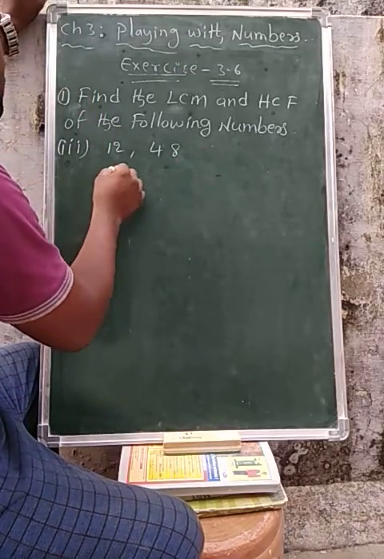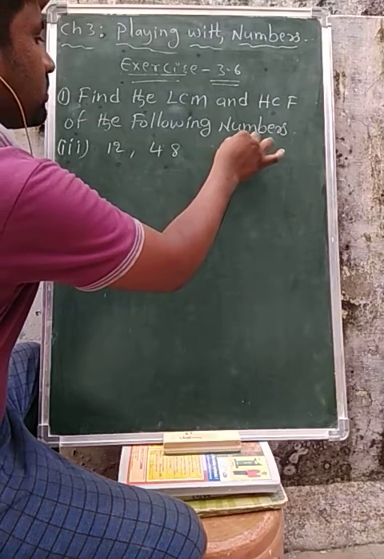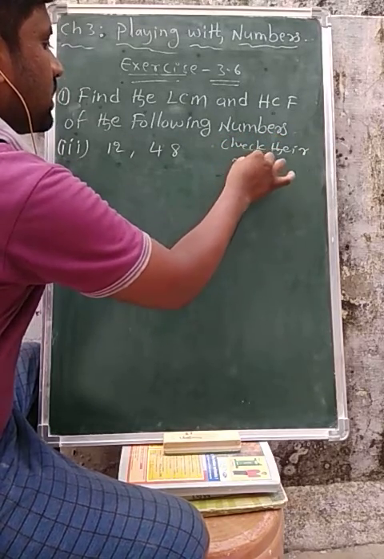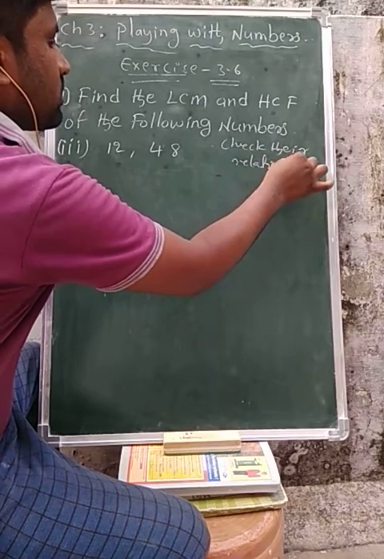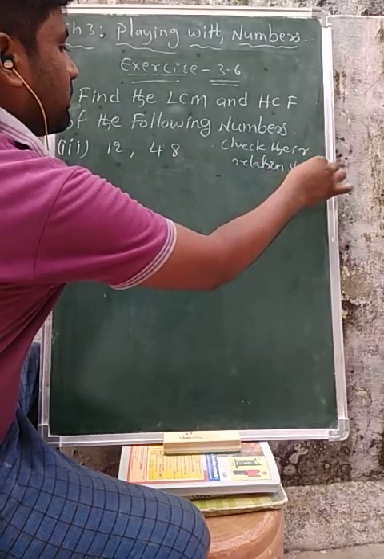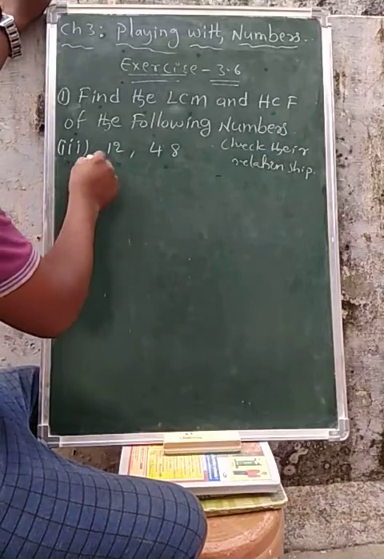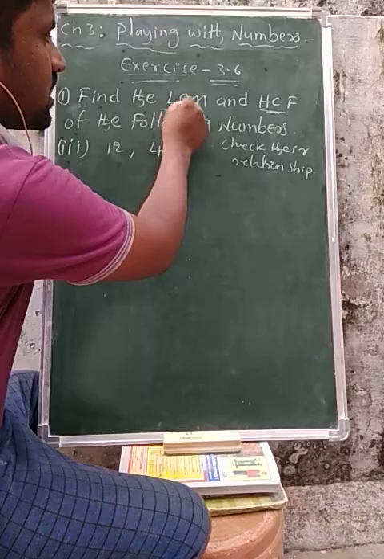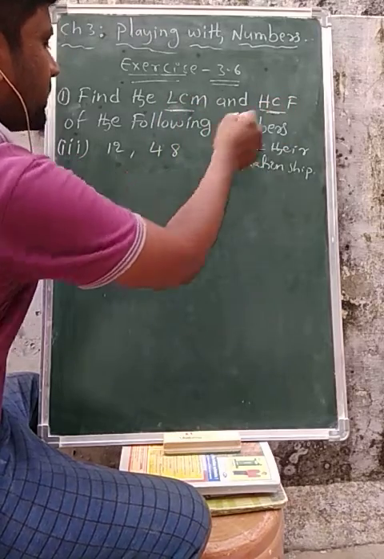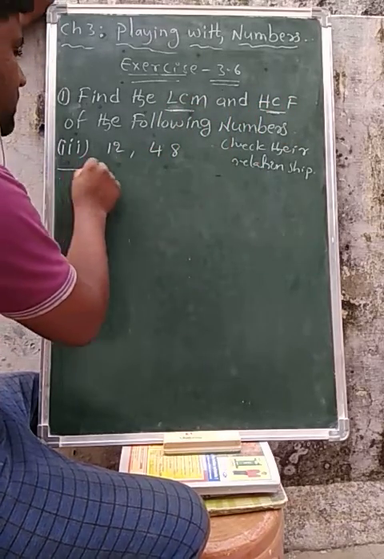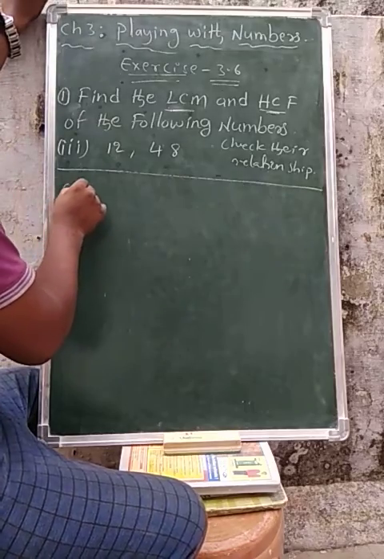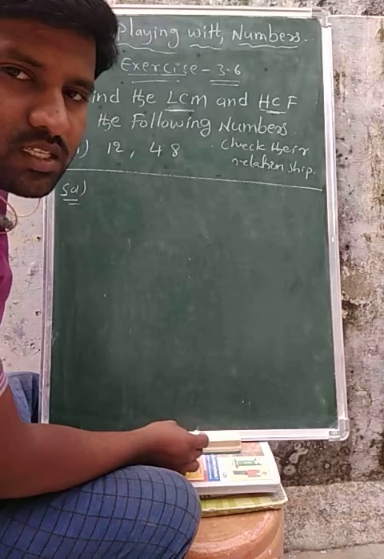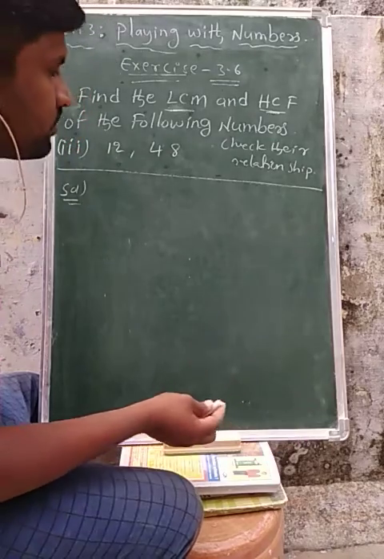The question says, check their relationship. Okay. Now, first of all, I am going to find the LCM and HCF, least common multiple and highest common factor, of 12 and 48. Now, see its solution. I am choosing the prime factorization method to find the LCM and HCF.